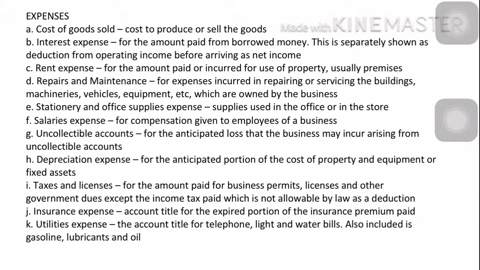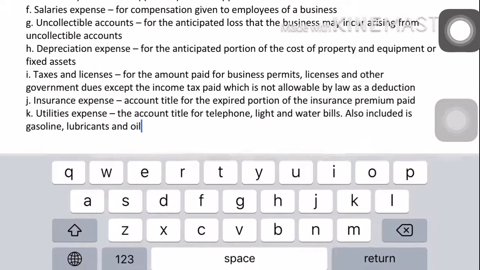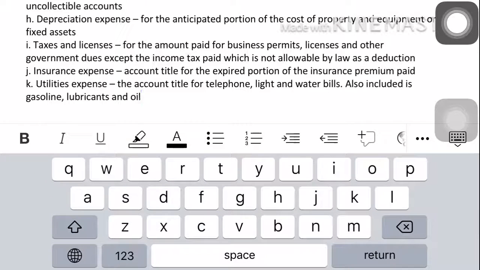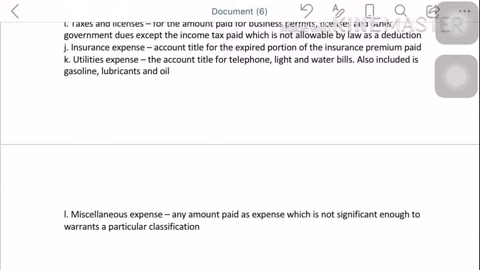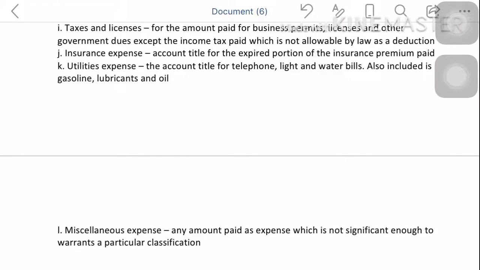Kaning taxes and licenses nature ni siya sa mga business na kailangan jud magbayad og licenses and tax or any government dues. Next is the insurance expense, account title for the expired portion of the insurance premium paid. So, kana siya is kanang cost the insurance expired or nagamit nimo during the current period of the business. So, next, the utilities expense. The account title of the telephone, light, and water bill, also included is gasoline, lubricants, and oil. So, kana siya is mga water bills, electric bills.